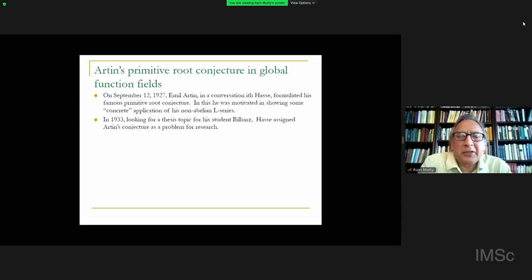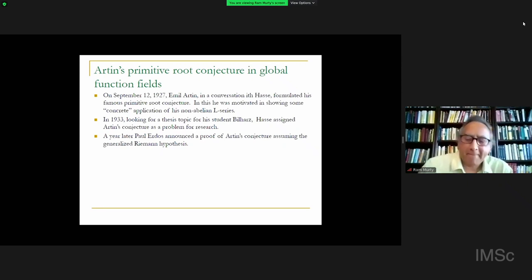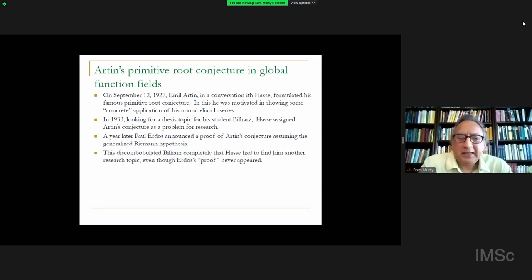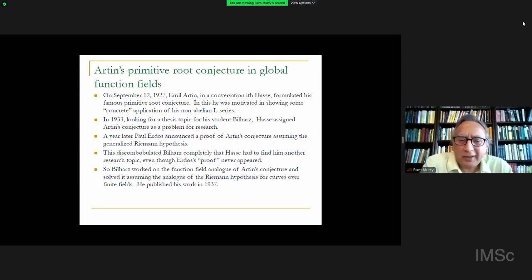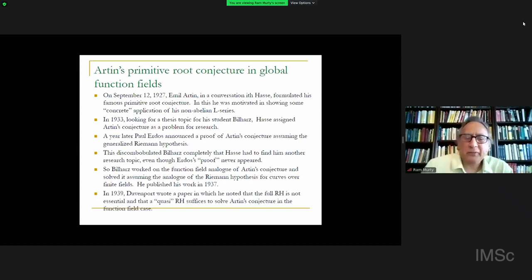mathematicians. In 1933, looking for a thesis topic for his student Bill Hartz, Hasse assigned Artin's conjecture as a problem for research. A year later, Paul Erdős announced that he had a proof of Artin's conjecture modulo the generalized Riemann hypothesis. This discombobulated Bill Hartz completely, so that Hasse had to find for him another research topic, even though Erdős's proof never appeared. So Bill Hartz worked on the function field analog of Artin's conjecture and solved it assuming the analog of the Riemann hypothesis for curves over finite fields. And he published his work in 1937.